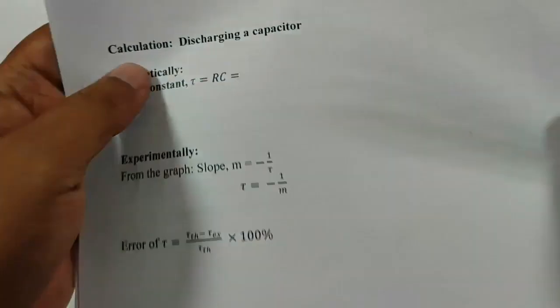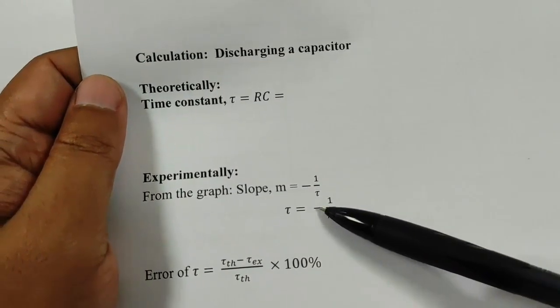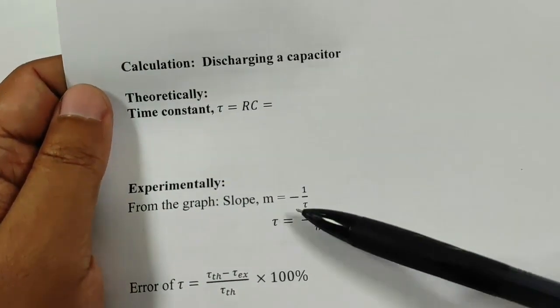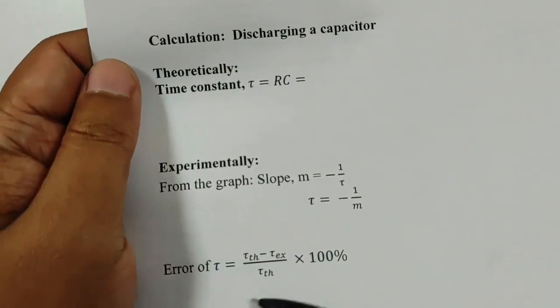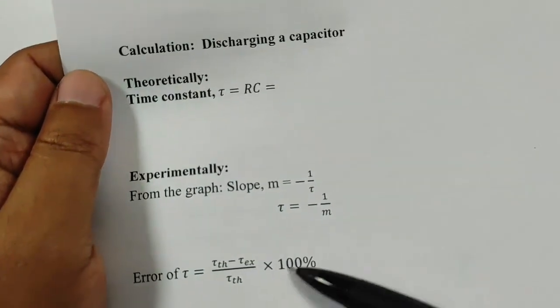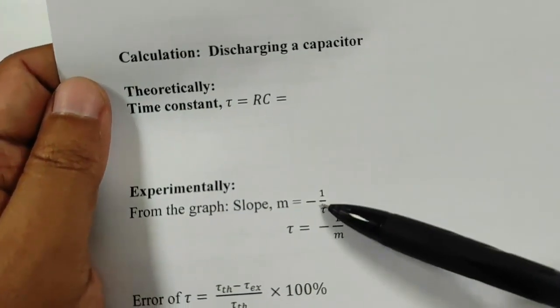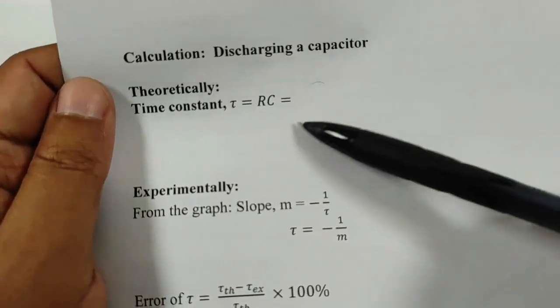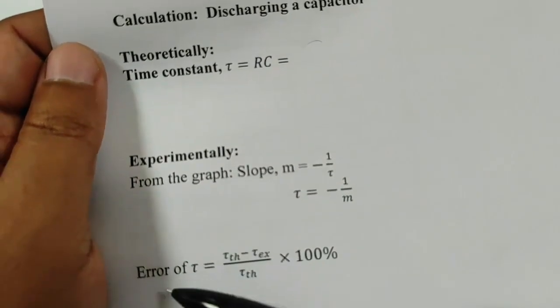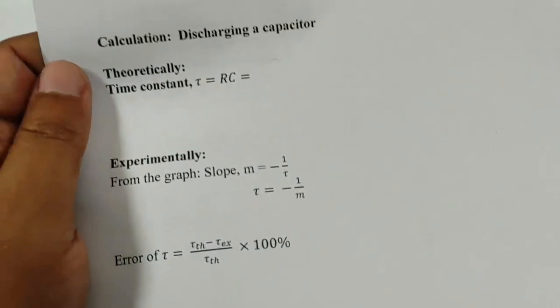So if you do that, similarly we can find this one, and then you can also find the value. Here tau is just a minus sign, the difference between charging and discharging. So that's all, nothing else. So find the tau, and again find the error. So this is the whole experiment.